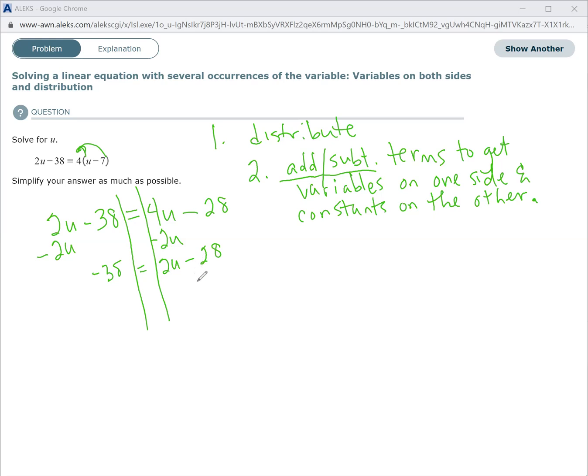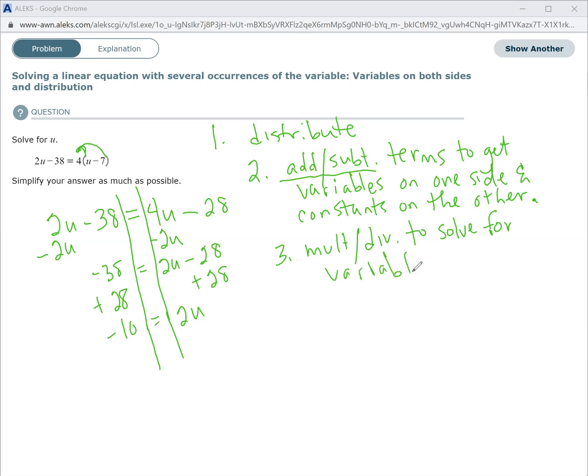Now because this is a minus 28, we're going to add 28 to both sides so that we have negative 10 equals 2 times u. And then we're at the point where we are probably more comfortable, where we're going to multiply or divide to solve for the variable. And that will be the last step. So we're going to divide by 2, both sides. So we're left with negative 5 equals u. So the answer to this one would be negative 5.